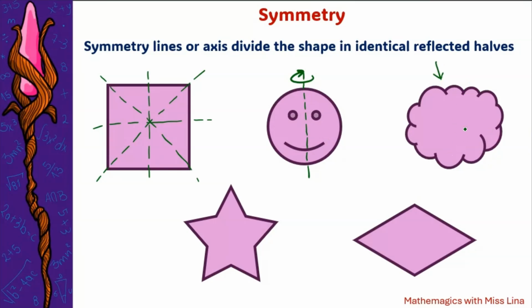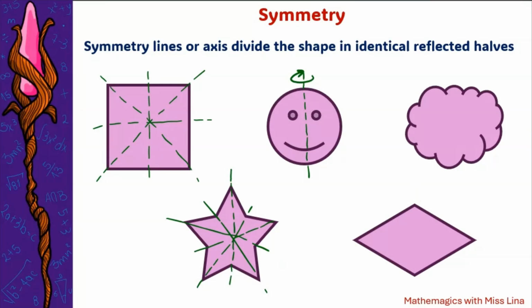For example, with this cloud here, it's not possible. There's no line that I could cross for them to look the same. Notice that if I do a line like this, it doesn't look the same here. So it's impossible to cross a line that makes two parts reflected. On the star, yes, you could do it like this, but also like this, but also like this, and like this. So as you can see, there are some objects that have more symmetry lines than others.